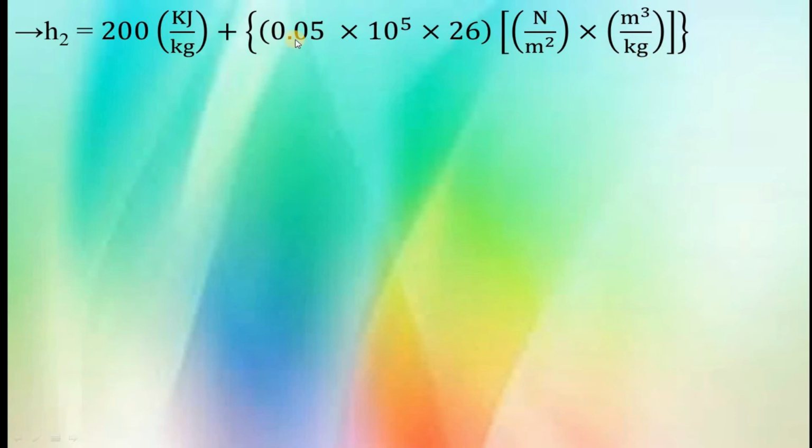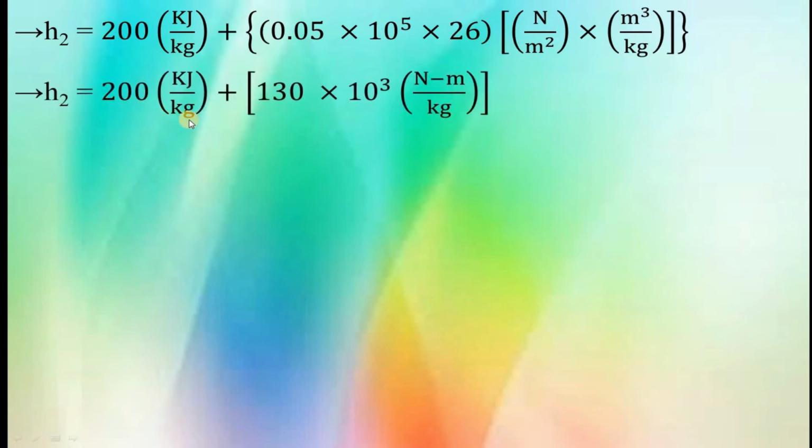So here 0.05 into 10 power 5 into 26 is 130 into 10 power 3. And Newton per meter square into meter cube per kg is Newton meter per kg, because when we divide meter cube and meter square, we get meter in the numerator. Therefore, Newton per meter square into meter cube per kg will be Newton meter per kg. So the next step will be H2 is equal to 200 kilojoule per kg plus 130 into 10 power 3 Newton meter per kg. So here 10 power 3 Newton meter is kilojoule. Therefore, I am going to rewrite this 130 into 10 power 3 Newton meter per kg as 130 kilojoule per kg.